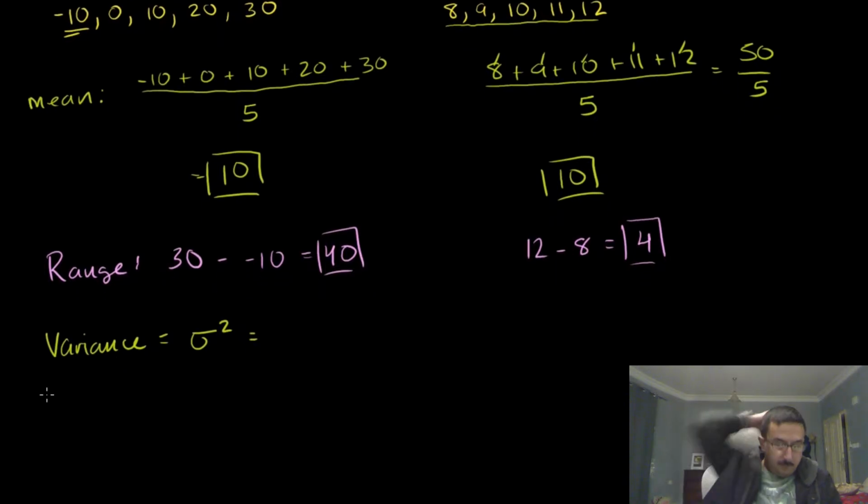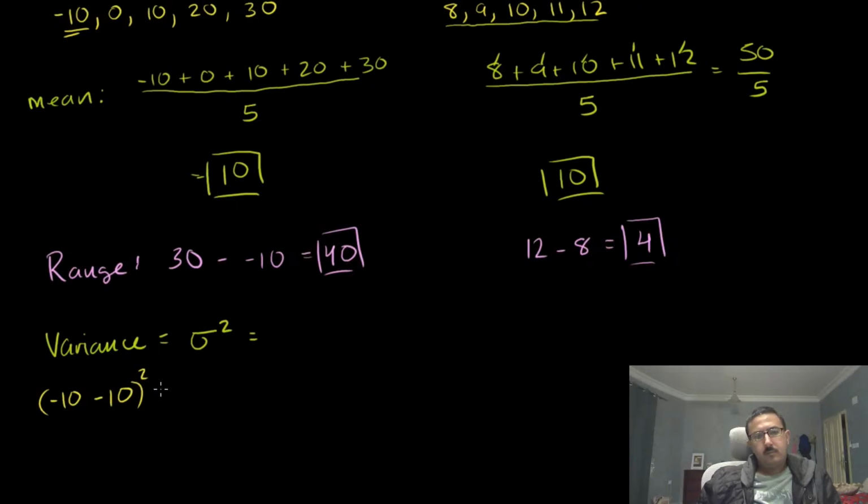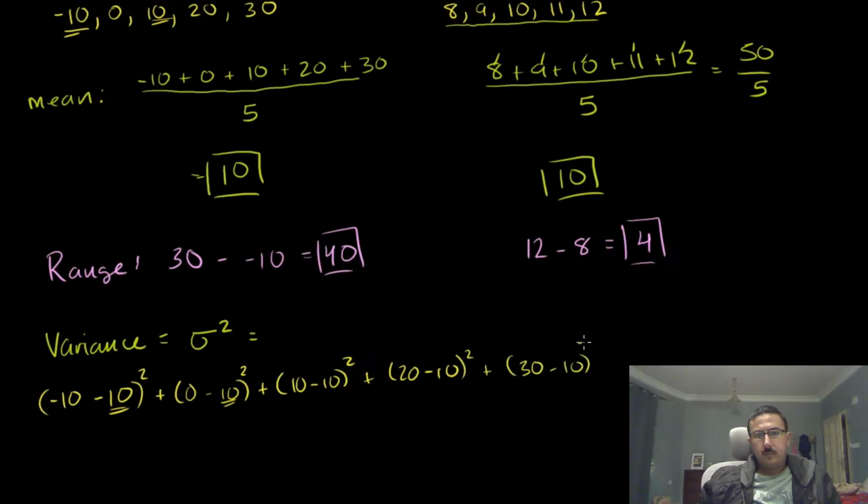So I take the first data point, negative 10. From that, I'm going to subtract our mean, and I'm going to square that. So I just found the difference from that first data point to the mean and squared it. And that's essentially to make it positive. Plus the second data point, 0 minus 10, the mean. This is that 10 right there, squared. Plus 10 minus 10 squared. That's the middle 10 right there. Plus 20 minus 10 squared. Plus 30 minus 10 squared.